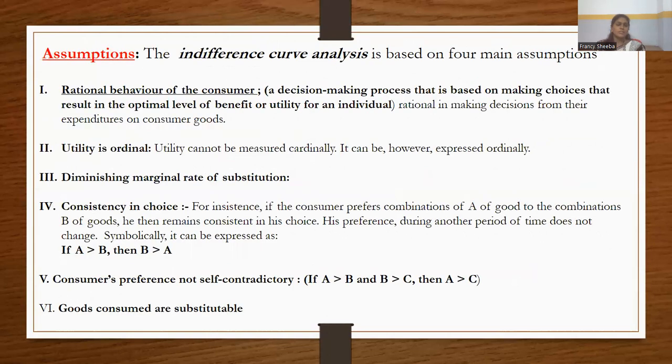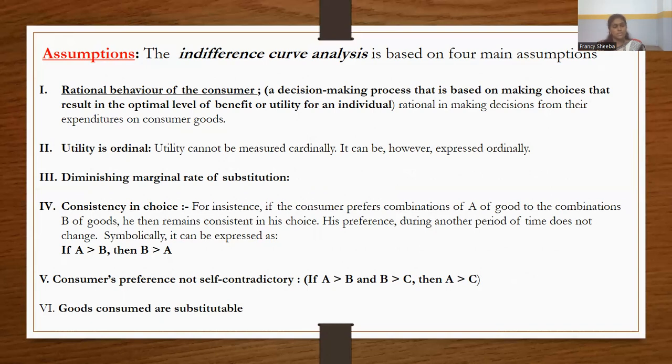And the assumptions. The indifference curve analysis is based on main assumptions. 1. Rational behavior of the consumer, a decision-making process that is based on making choices that result in the optimal level of benefit or utility for an individual, rational in making decisions from their expenditures on consumer goods. 2. Utility is ordinal. Utility cannot be measured cardinally. It can be, however, expressed ordinally. 3. Diminishing marginal rate of substitution.